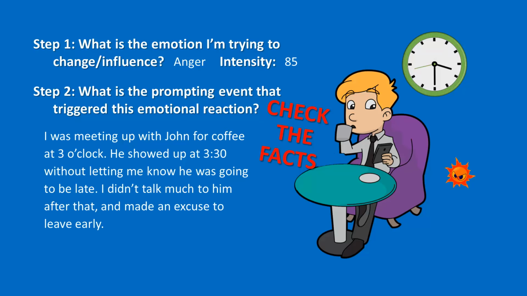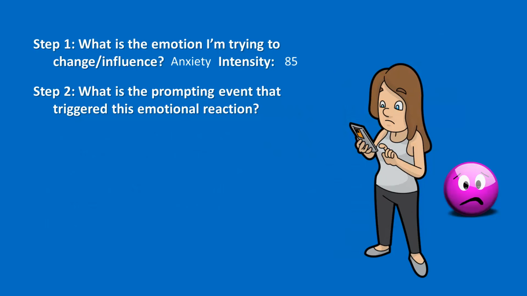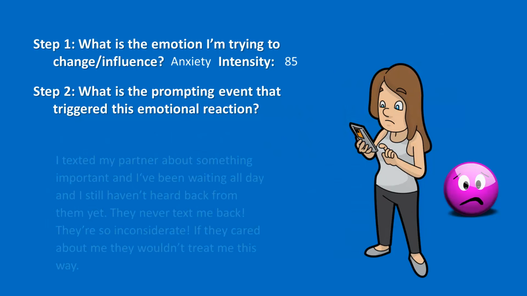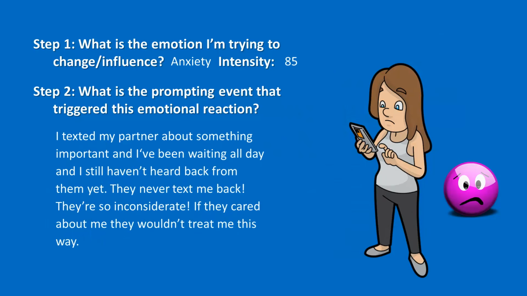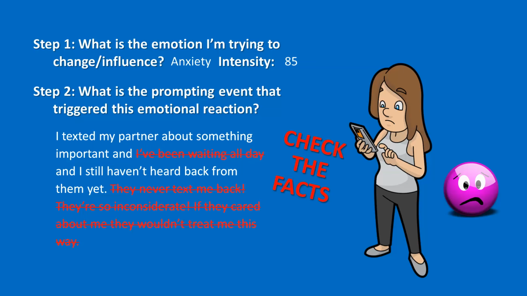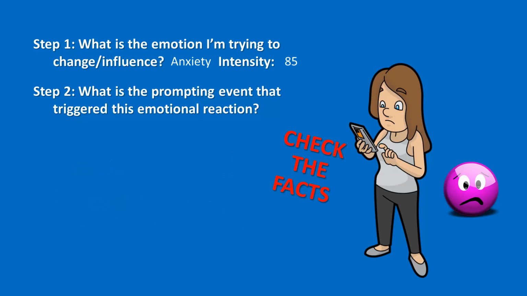So let's look at another example and say we've written down a description like, I texted my partner about something important and I've been waiting all day and I still haven't heard back from them yet. They never text me back. They're so inconsiderate. If they cared about me, they wouldn't treat me this way. When we check the facts, we find that there are exaggerations, judgments, and assumptions in this description, so it doesn't actually fit the facts, and we need to rewrite it with something more accurate and neutral.